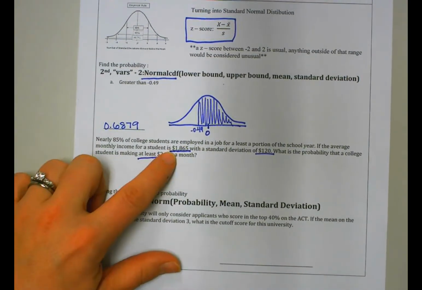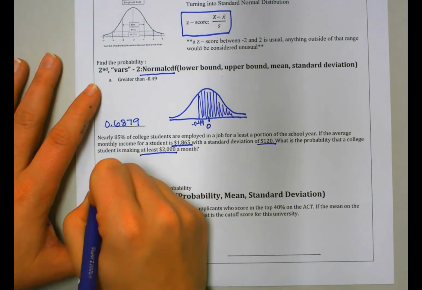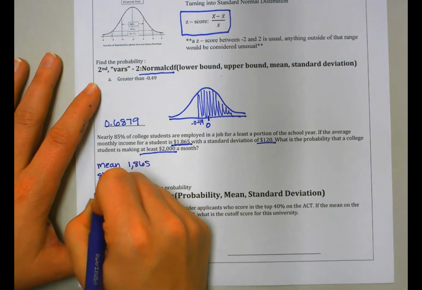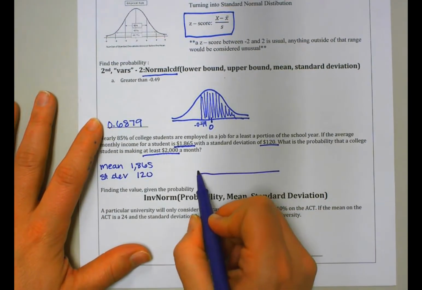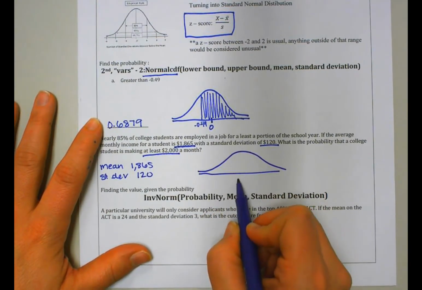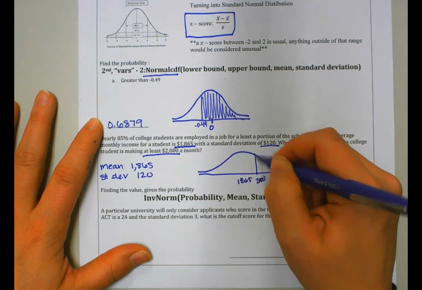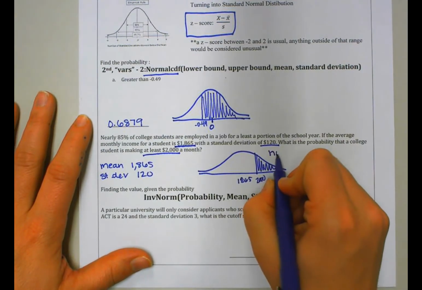So the average monthly income means that that's our mean, right? Our mean is 1,865 and our standard deviation is 120. And then I want to know students making at least $2,000. So this is my center. And I want to know people making at least $2,000. So 2,000 or more. So we're still going to do our normal CDF.